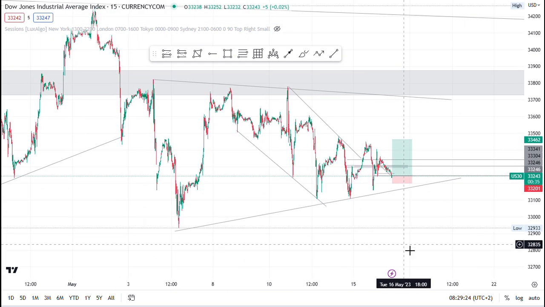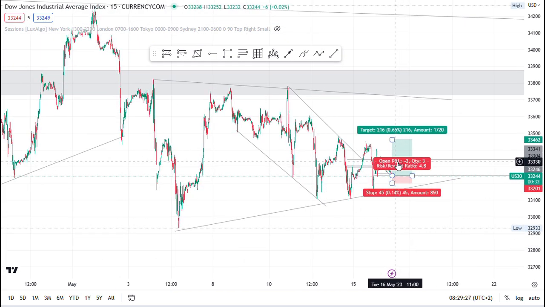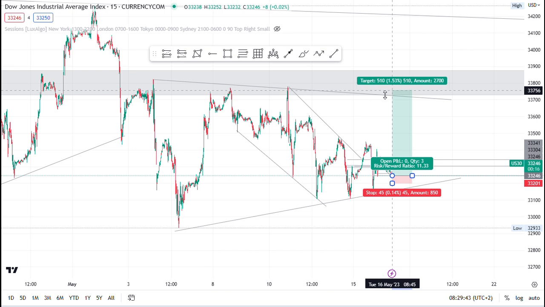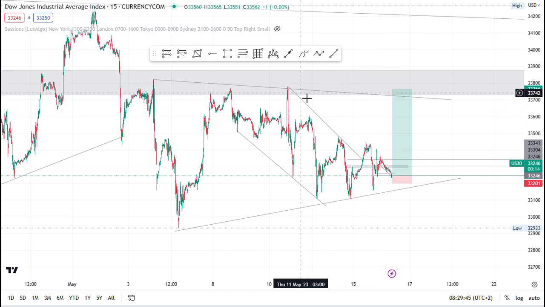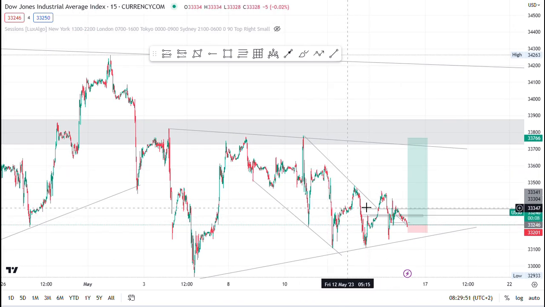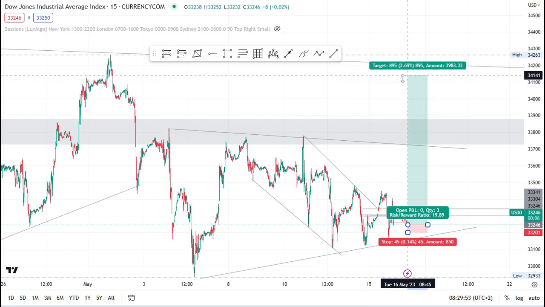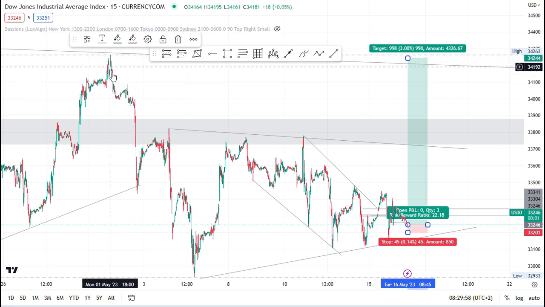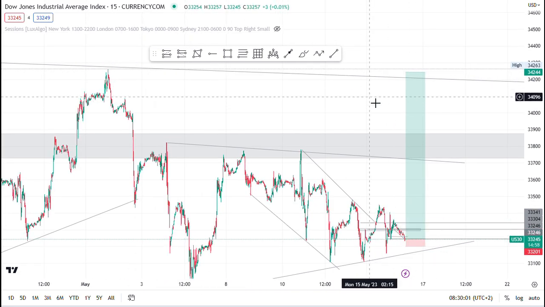This is where my first take profit could be. 0.14% to make 0.65%. So it'd be risking 45 US dollars to make 216 US dollars on a $1,000 account. And then this would be our initial take profit, which is 1.56%. Or you can take it all the way and be ambitious. Take it all the way to this high, which is 3% and 998 pips.